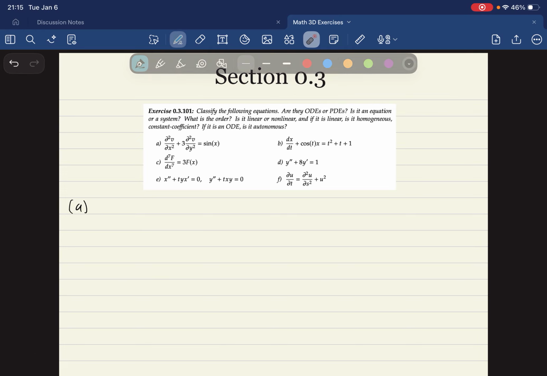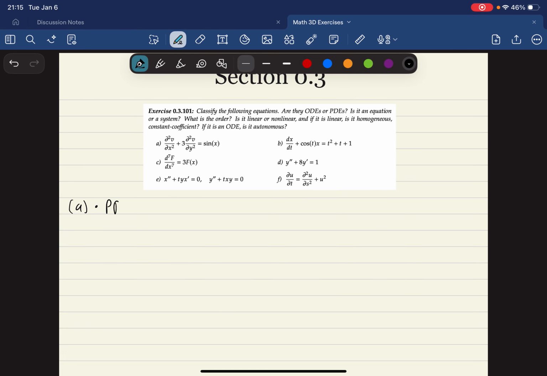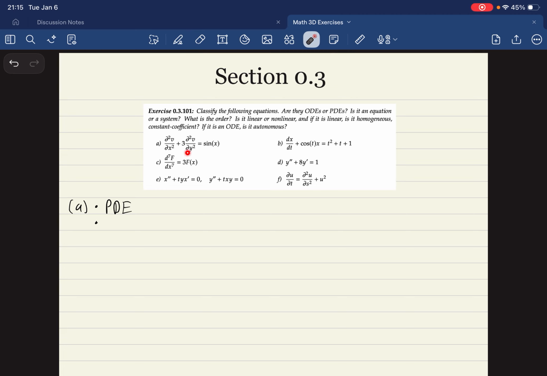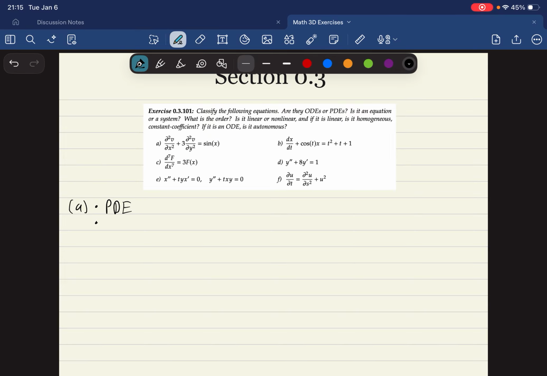So already, the presence of these partial derivatives tells me that this has to be a PDE. So we can already jot this down for the first question. So here we're only given one equation. It would be a system if we had more than one equation, as in part E, but here we only have one equation, and so this is just an equation.